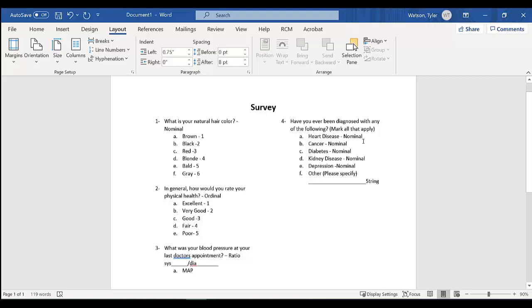Moving over here to question 4, each of these are going to have separate answers.